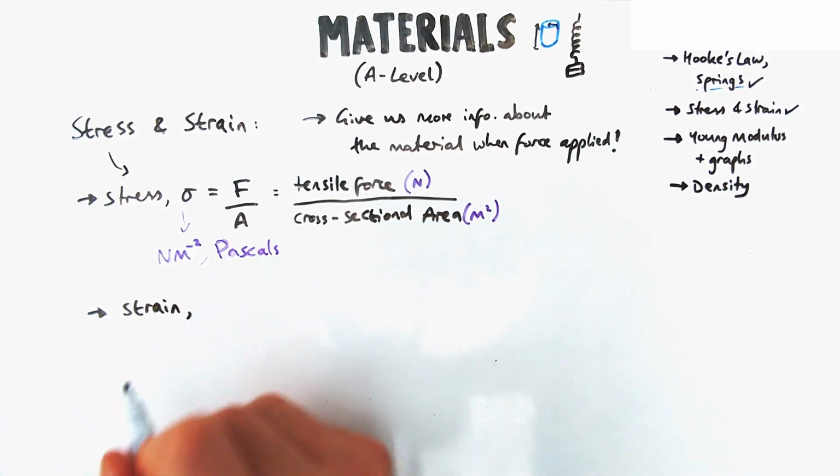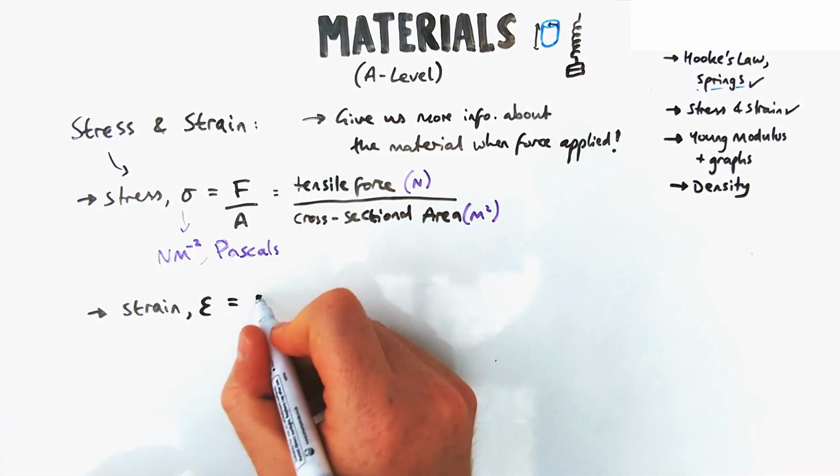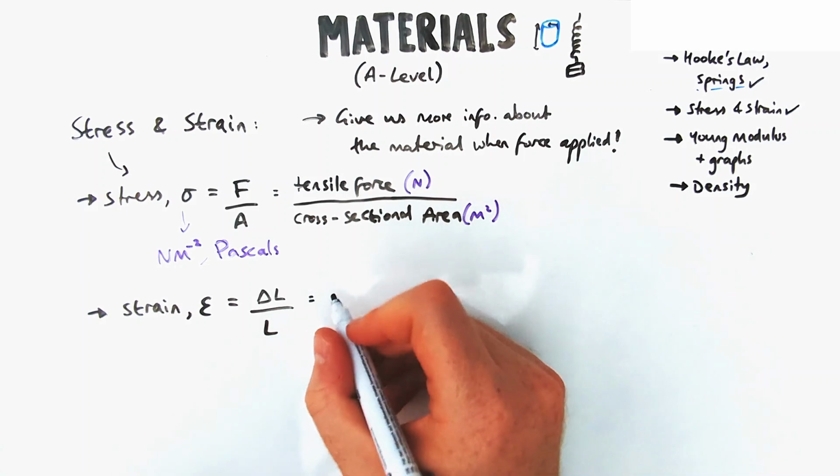Strain, for which we're going to use the symbol epsilon, is the change in length, or delta L, divided by the original length.